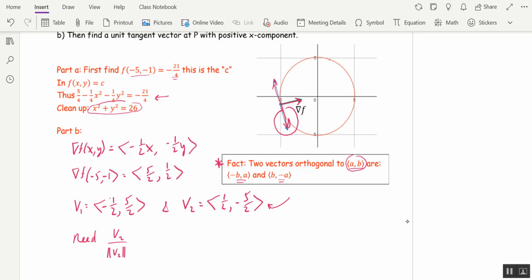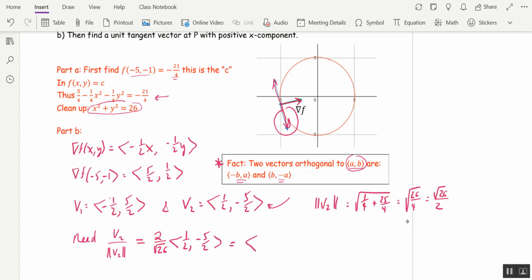So over here, we'll do a scrap. The length of v2 is the square root of 1/4 plus 25/4, which is the square root of 26/4, which is root 26 over 2. All right, so I'm going to take v2 and divide by its length. Its length is a fraction, so if I divide by root 26 over 2, that's the same as multiplying by 2 over root 26, the reciprocal. So (1/2, -5/2), and when I multiply that out, I get (1 over root 26, -5 over root 26). And that's my tangent vector. Okay, and that's the end of this section.